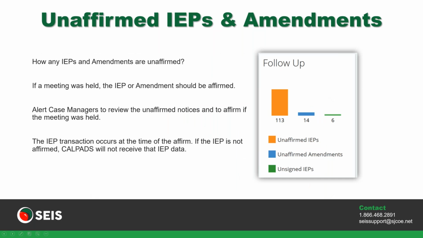And again, also on your homepage, just really important, everybody has access to this, even all of the providers, is really keeping an eye on your unaffirmed IEPs and your unaffirmed amendments. These are meetings that have already been held and they just have not been affirmed yet. So these are the easiest ones to capture because the work's already done. The meetings have already been held. So it's just the follow-up with those case managers to see why those IEPs and amendments have not been affirmed yet.